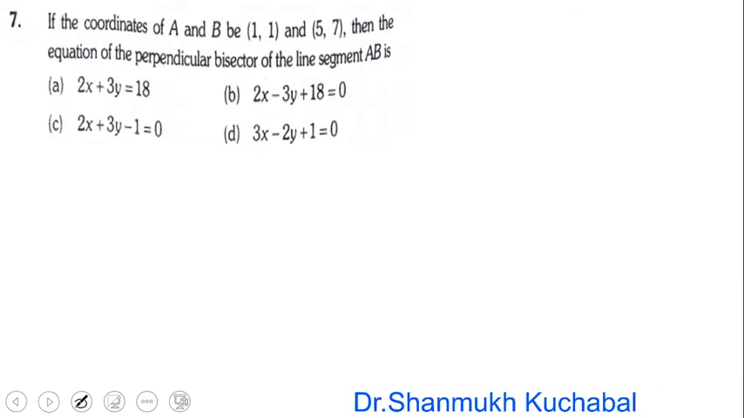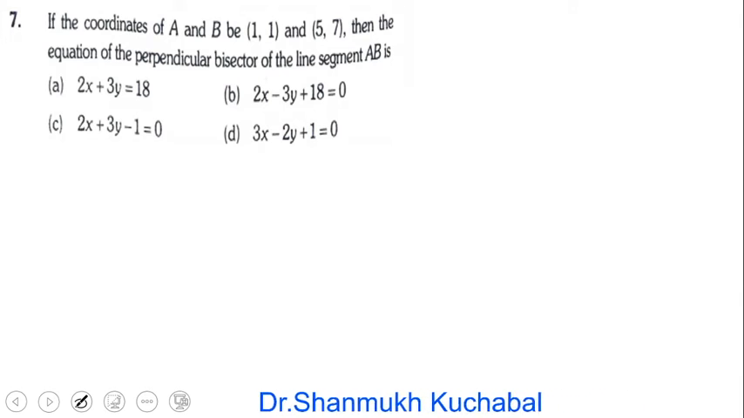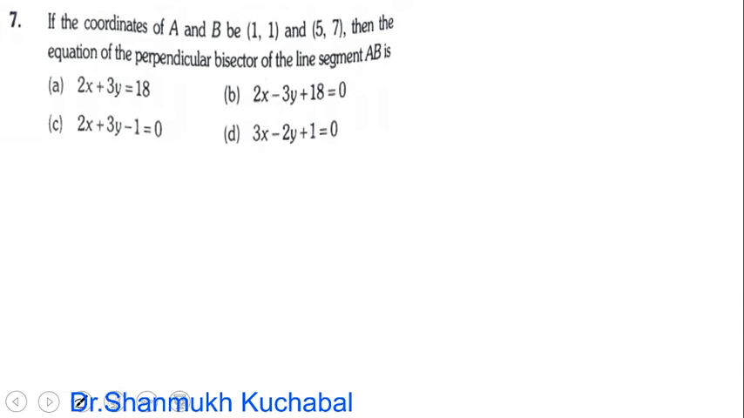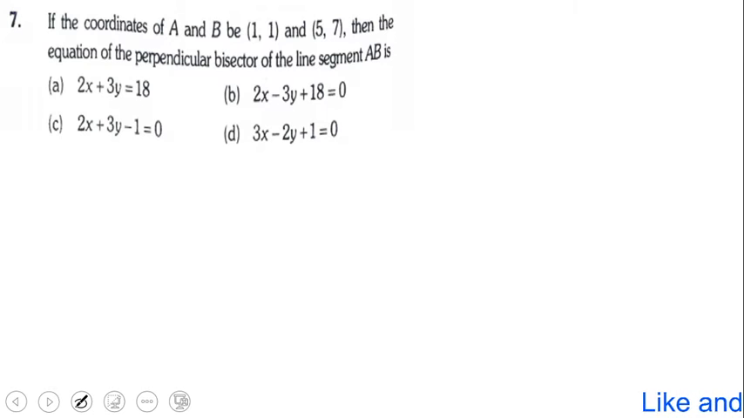It is given that the coordinate of A is (1, 1) and the coordinate of B is (5, 7). Then the equation of the perpendicular bisector of the line segment AB is asked. So now the midpoint of points A and B we have to calculate.